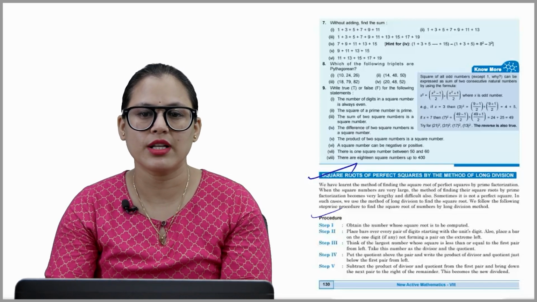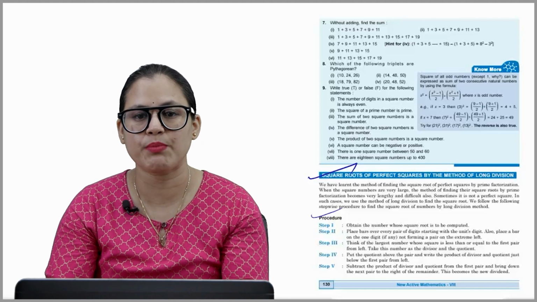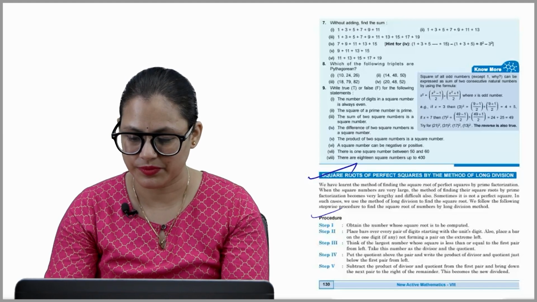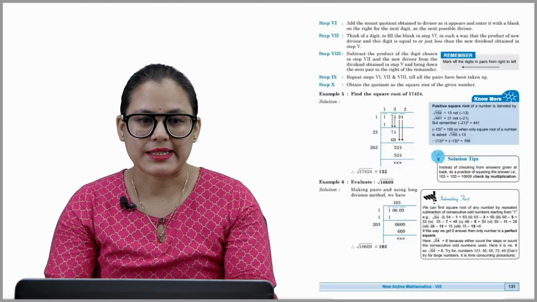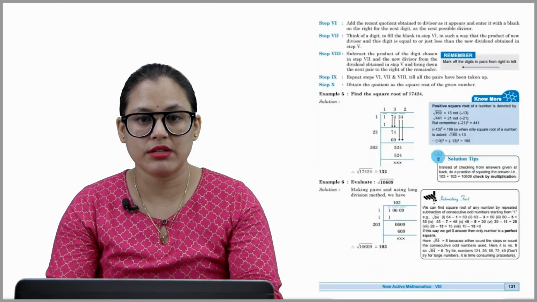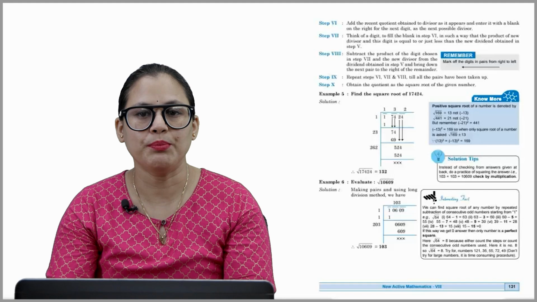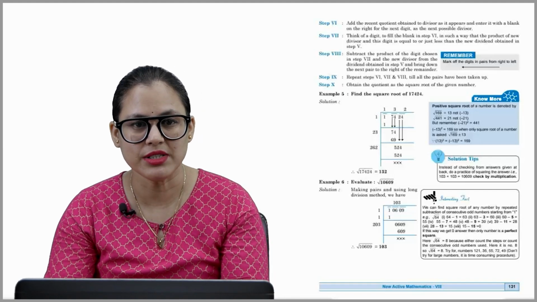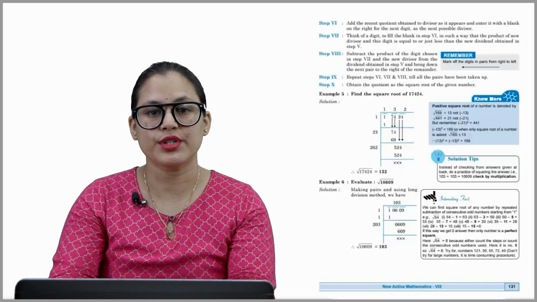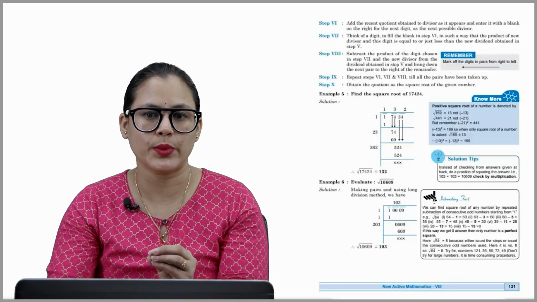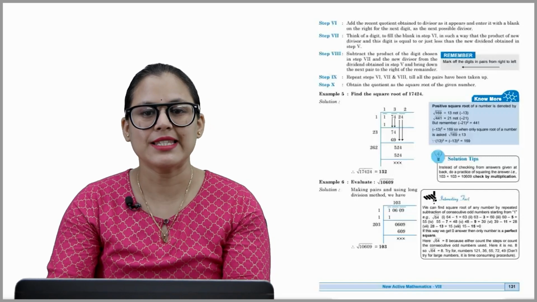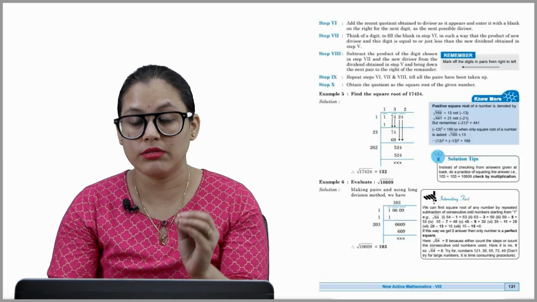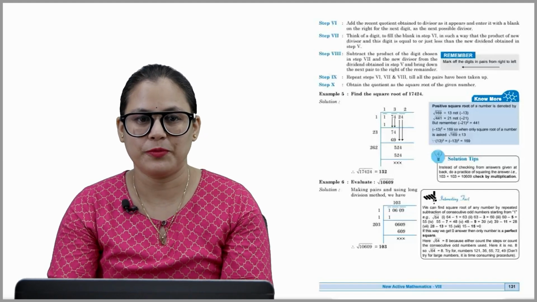Step 5. Subtract the product of divisor and quotient from the first pair and bring down the next pair to the right of the remainder. This becomes the new dividend. Step 6. Add the recent quotient obtained to the divisor as it appears and enter it with a blank on the right for the next digit as the next possible divisor. Step 7. Think of a digit to fill the blank in step 6 in such a way that the product of the new divisor and this digit is equal to or just less than the new dividend obtained in step 5.